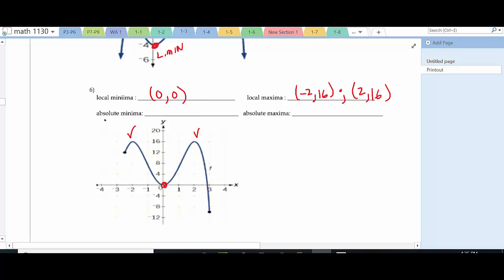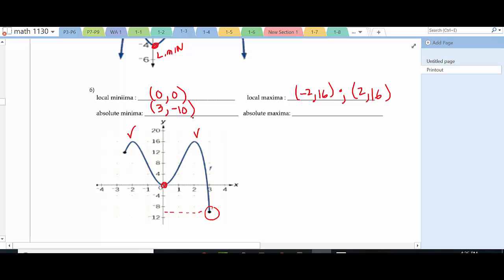Okay, how about absolute minimum? Does this have an absolute minimum? Yeah, it has an absolute low point because that's an endpoint. So it looks like that's 10 below like that, negative 10. So that looks like the absolute minimum is at the point 3, negative 10.